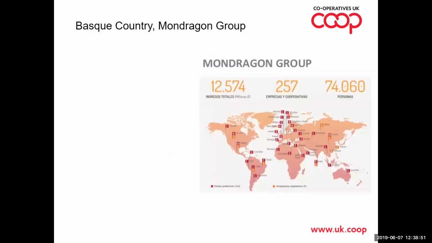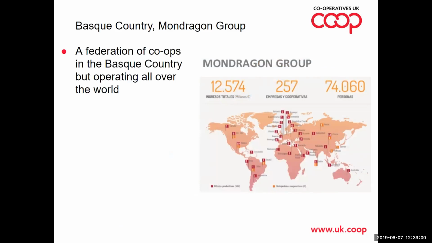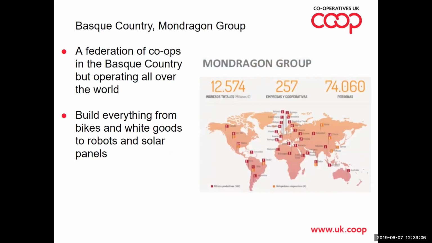Moving on to another example, in a completely different sector, is the Mondragon Group in the Basque Country of Spain. It's again a federation of cooperatives, particularly in the Basque Country, but they've now spread out all over the world. They build everything from bikes to white goods, robots and solar panels. They're a manufacturing business, and as opposed to the previous one, which was owned by the farmers, this business is owned by the employees. It's a worker cooperative, employing over 75,000 people, and like I mentioned, it's a federation of different cooperatives producing different things. But again, a great example if you've got the time to dig into.